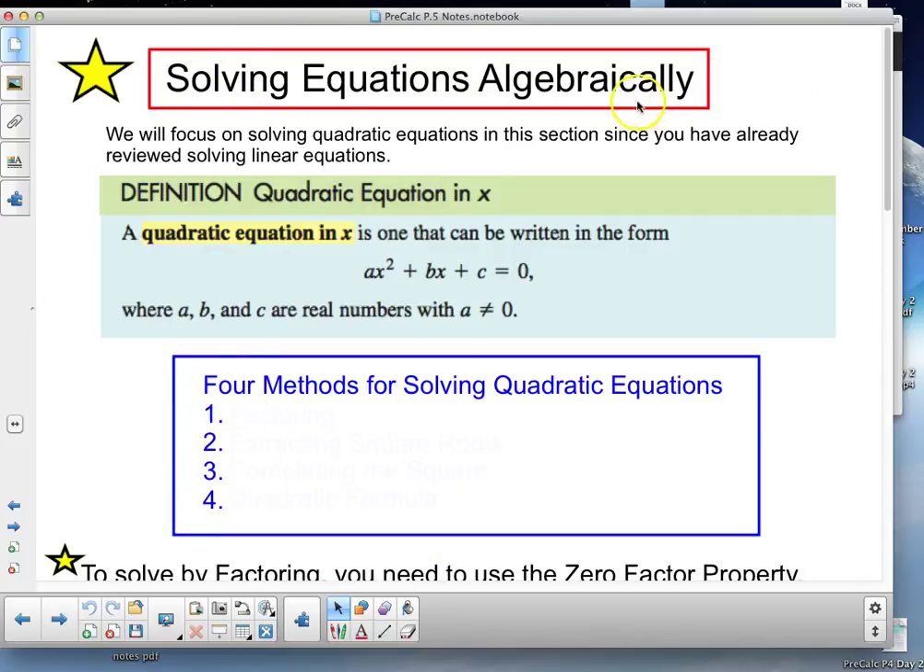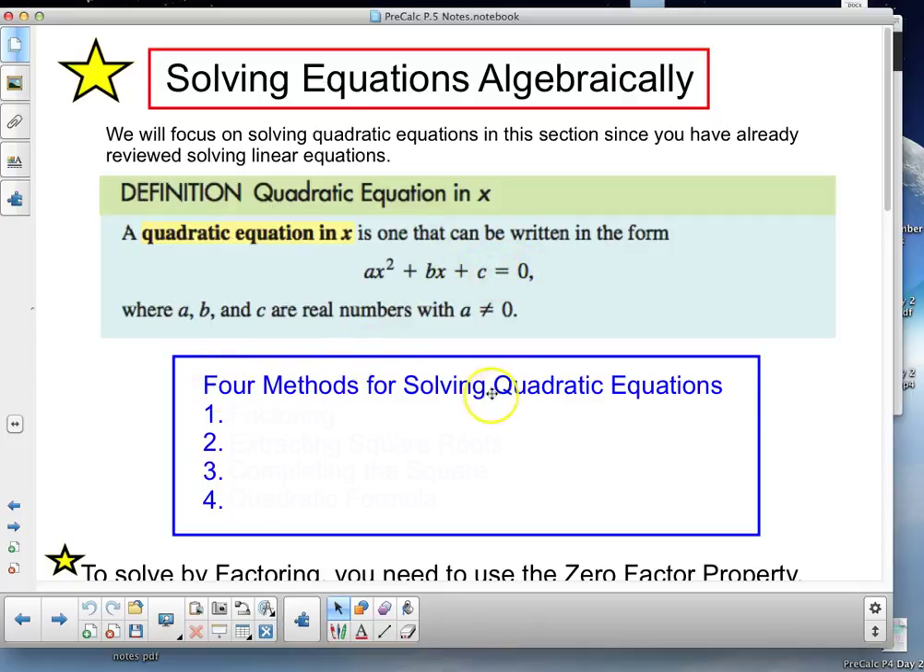Now, solving equations algebraically. We'll focus on solving quadratic equations in this section since you have already reviewed solving linear equations. A quadratic equation in x is one that can be written in the form ax squared plus bx plus c equals 0, where a, b, and c are real numbers and a is not 0. Remember, it's quadratic because it's to the second power, and this is a quadratic trinomial. It could be a quadratic monomial or binomial or trinomial that we're working with.